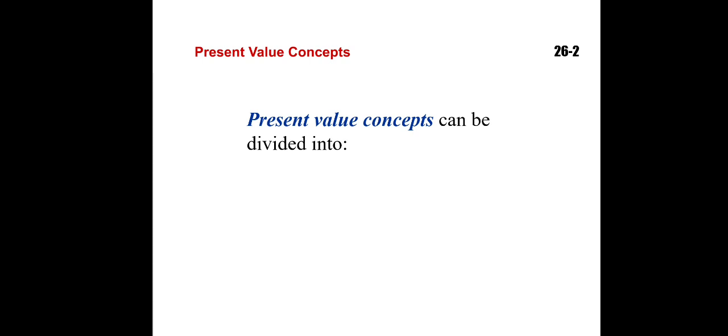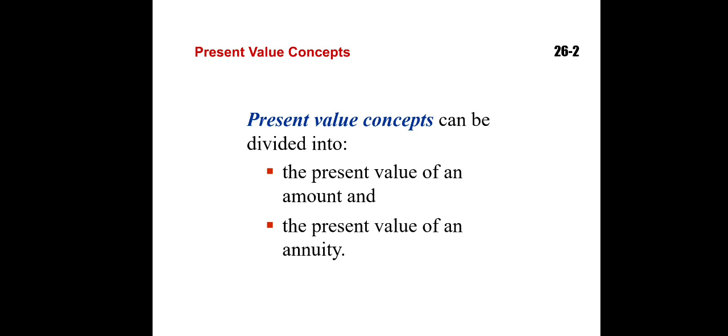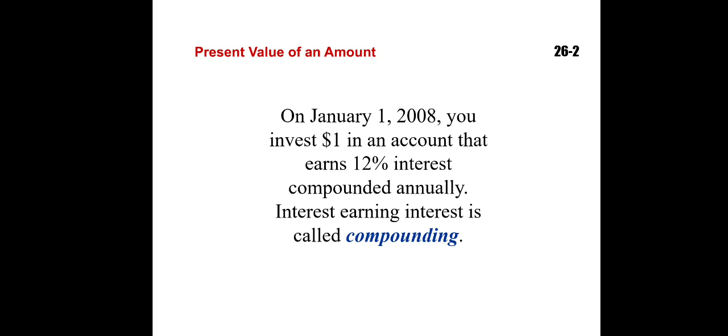Okay, now this is the third method that you have to know. The method is called the net present value method. So this is the introduction to the method. First, you have to know the present value concept. Present value concepts can be divided into two types: the present value of an amount and the present value of an annuity. So this is about the present value of an amount.